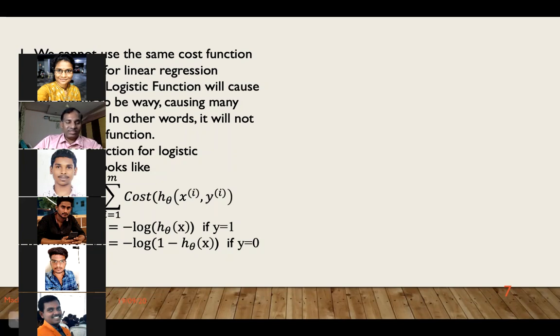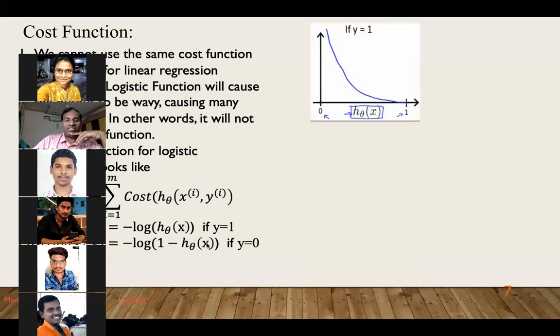So cost of h theta x, y equal to minus log of h theta x if y equal to 1. Cost of h theta x, y equal to minus log of 1 minus h theta x if y equal to 0. So we need to get a different cost function now. So what is this? We'll see now.